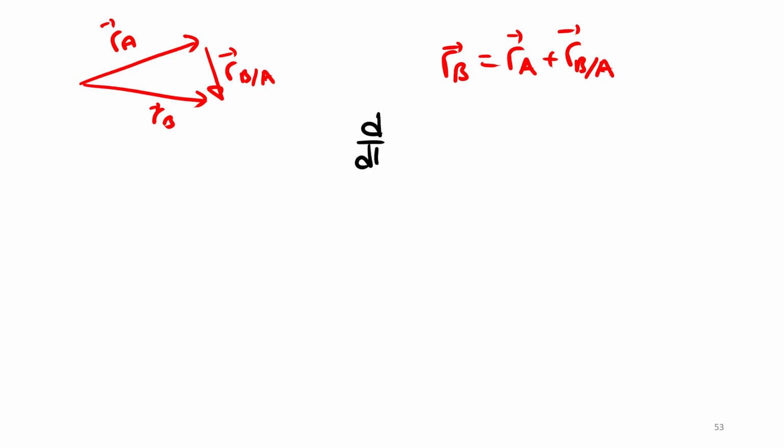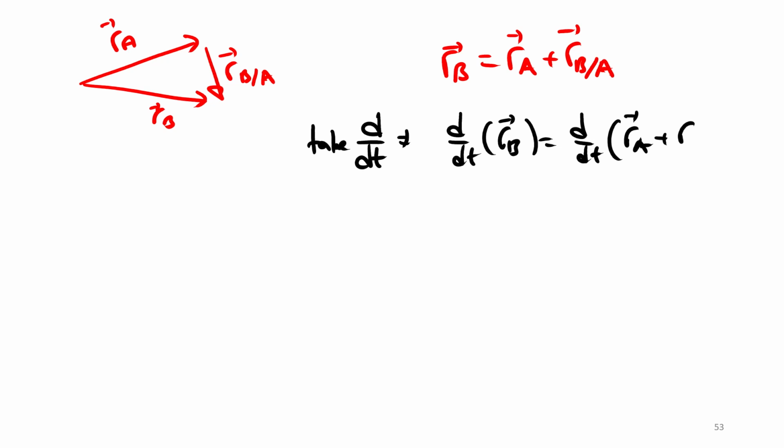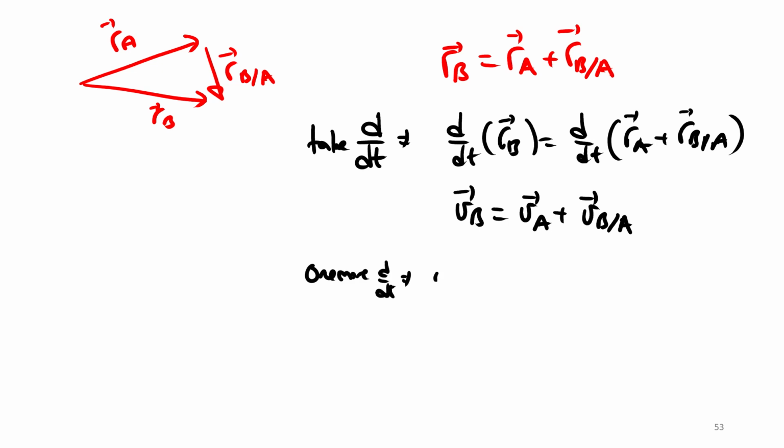You take the derivative, take d by dt of RB, so that will give us that the velocity of B is equal to the velocity of A plus the velocity of B with respect to A. And similarly, one more d by dt gives that the acceleration of B is equal to the acceleration of A plus the acceleration of B with respect to A. That's what you need to know as theoretical background for the next two problems. Okay, then I will solve the problems here.